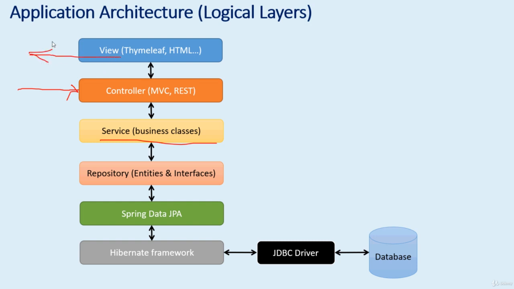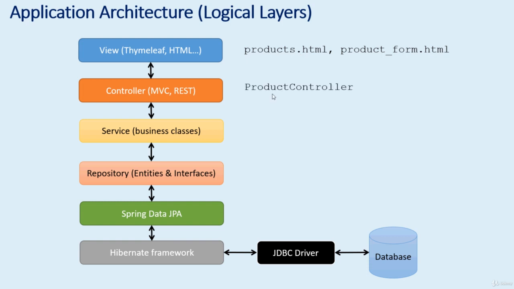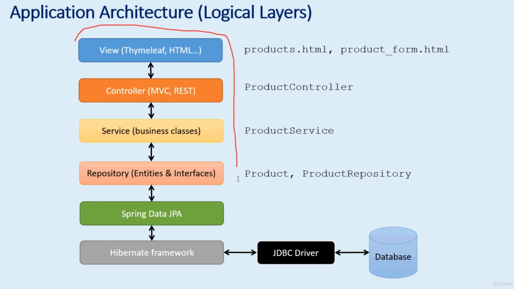And here are some examples of file names for each layer. Products HTML in the view layer, product controller in the controller layer, product service in the service layer, product entity class and product repository in the repository layer. And the code which we write in this project is for these layers: view, controller, service, and repository.